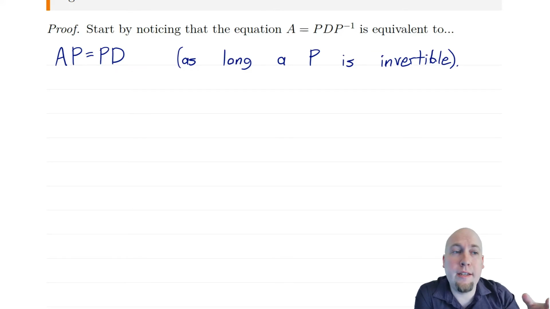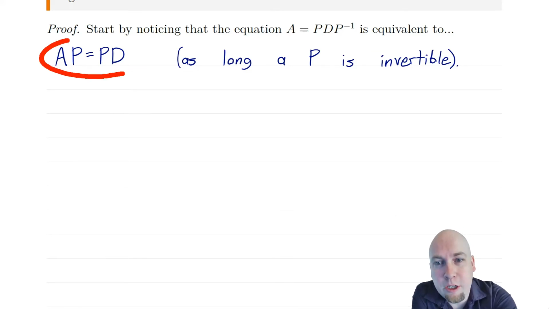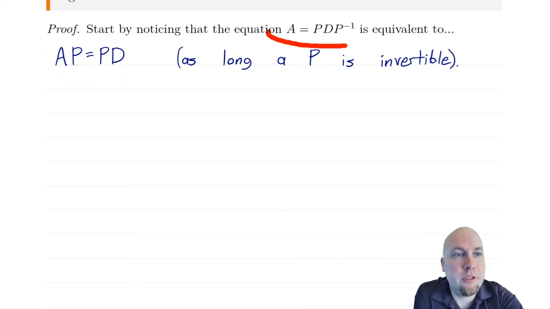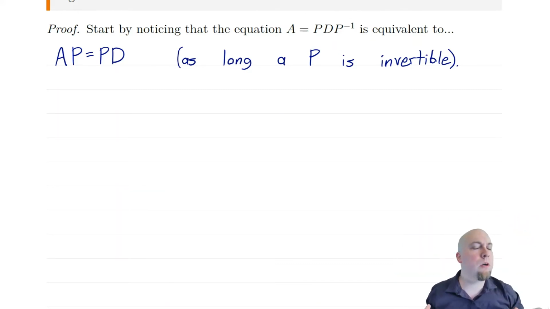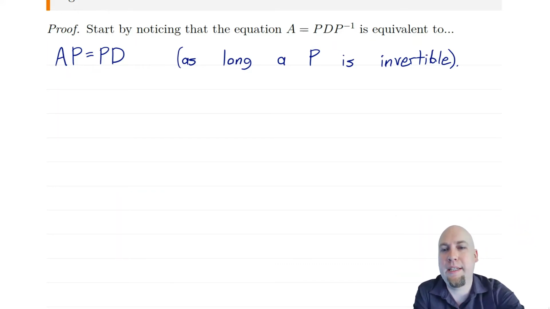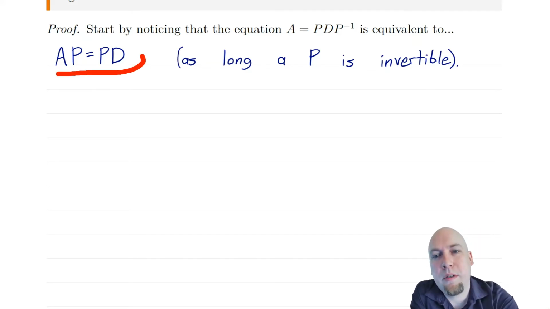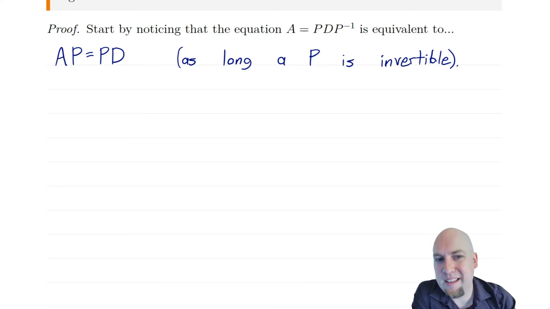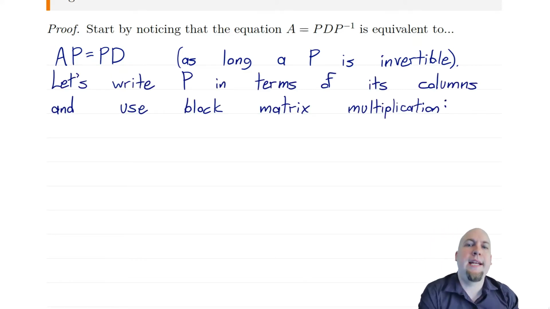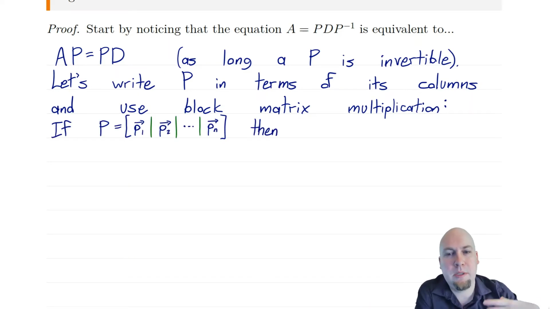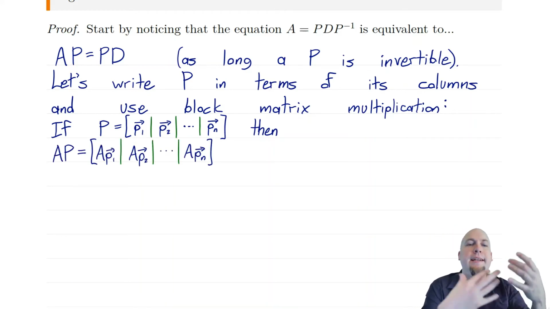If P is not invertible, then unfortunately there's no way to go back from this equation to the previous one. So we're assuming all throughout this that we're working with this equation, but also P is invertible. So how can we reason about whether or not we can find a P and a D that make this true? Well, I'm going to write P in terms of its columns and do block matrix multiplication. So I'm going to give a name to each of its columns. Its first column is P1, second column is P2, all the way up to its nth column, its last column is Pn. And then I do block matrix multiplication.